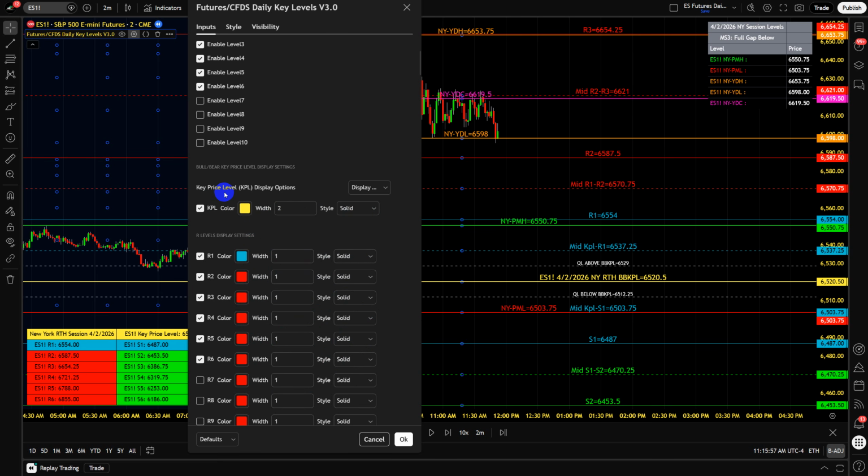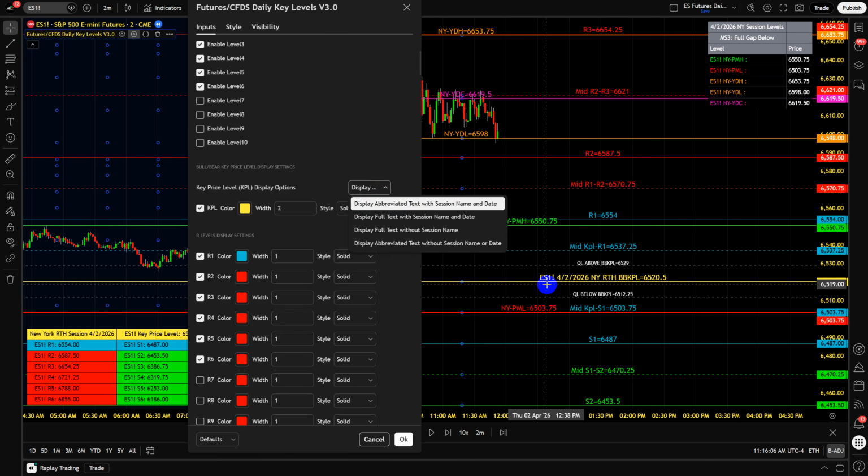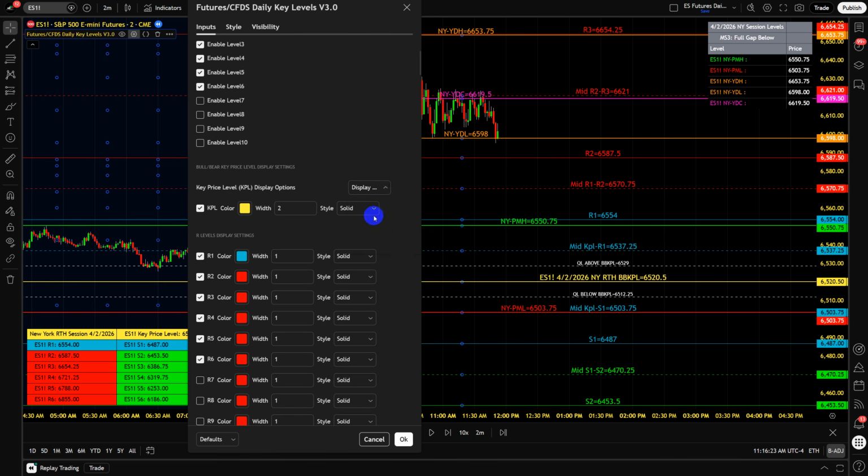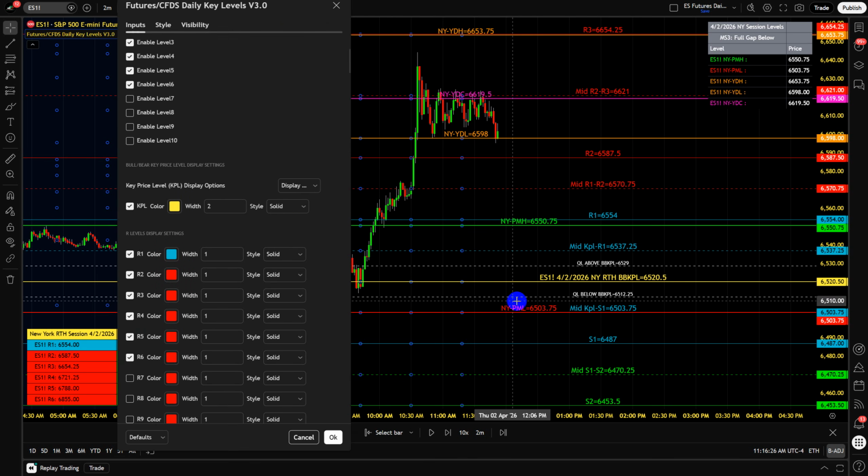What this means, the key price level KPL display options. This is a drop-down menu. The default is display abbreviated text with session name and date. That would be here. You would see the symbol, the date applicable, New York abbreviated RTH, and then BBKPL, which is bull bear key price level abbreviated, then the price. If you would rather display full text with the session name and date, then if you do that, you will see everything pretty much spelled out. So you'll have New York spelled out, bull bear key price level. That's completely up to you.